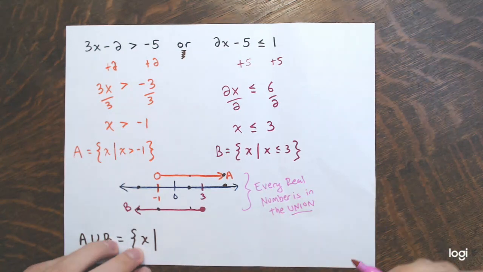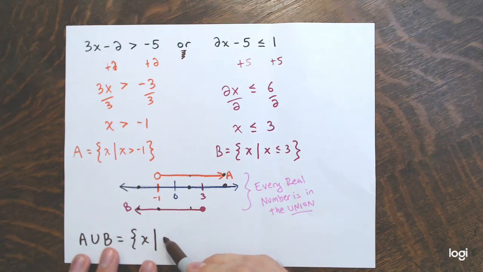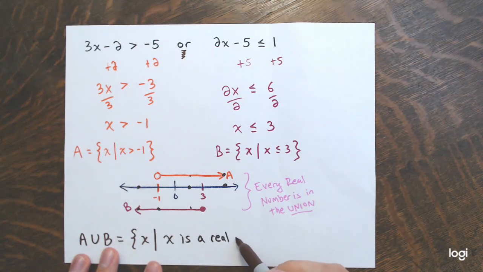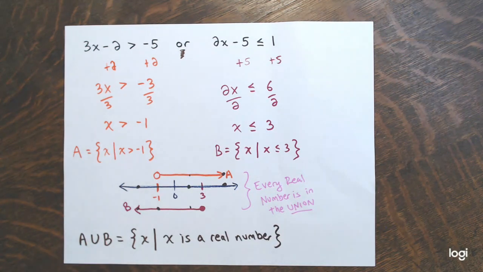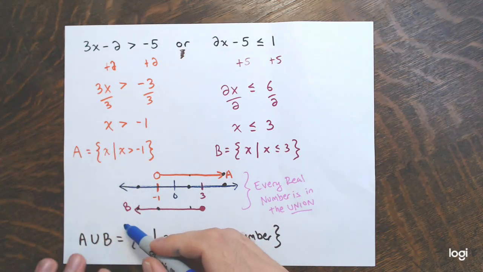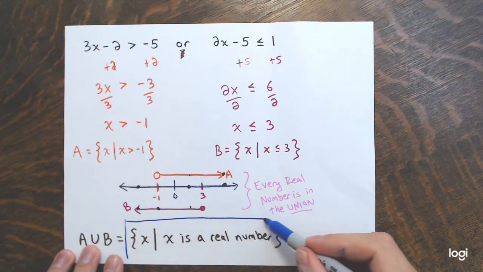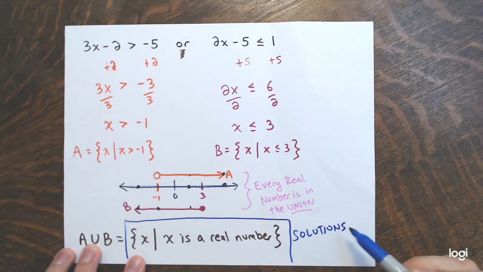of these two sets. So all I'm going to describe here, when I write down what is A union B, it's all the values of x such that x is a real number. Right? Just every single one, every number you can think of is in one of these sets. So therefore in the union. So here's a description of the solutions in set builder notation.